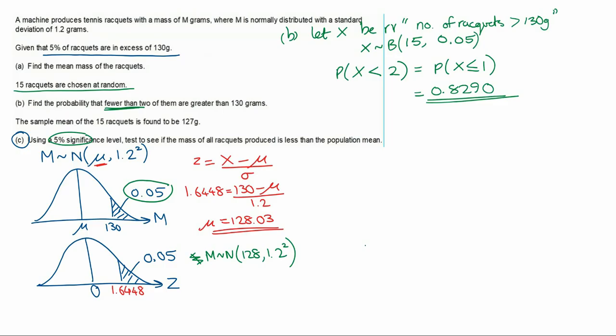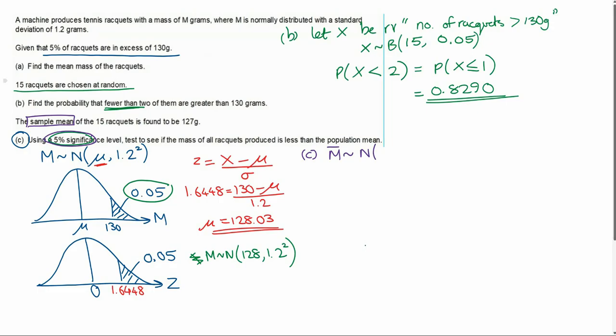So change the colour again for C so it doesn't get too confusing. So now, here we go. You've got this language about sample means, and we've got, again, this language about significance levels. So straight away, I'm thinking about going back to our original distribution, which is M, but now we're in the sample version. So the sample mass is distributed normally.